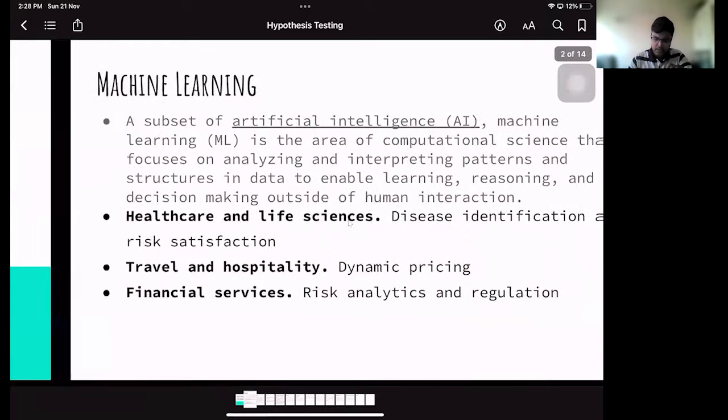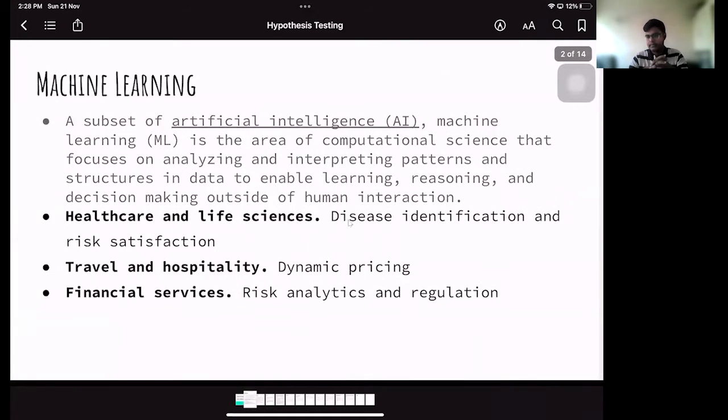So, what is machine learning? In today's world, machine learning is a very important aspect of research and many modernizations. So what is it? A subset of artificial intelligence, machine learning is the area of computational science that focuses on analyzing and interpreting patterns and structures in data to enable learning, reasoning, and decision making outside of human interaction. This is the textbook based definition of machine learning.